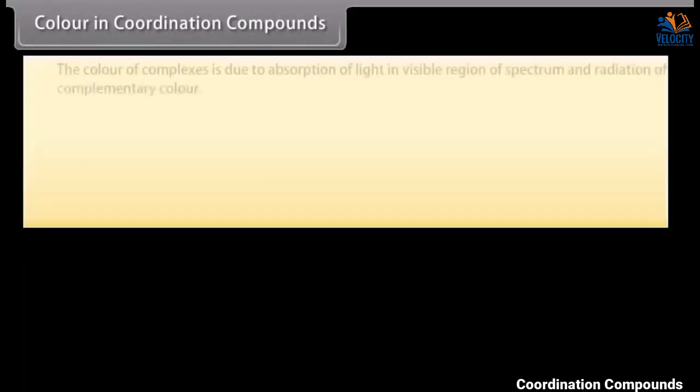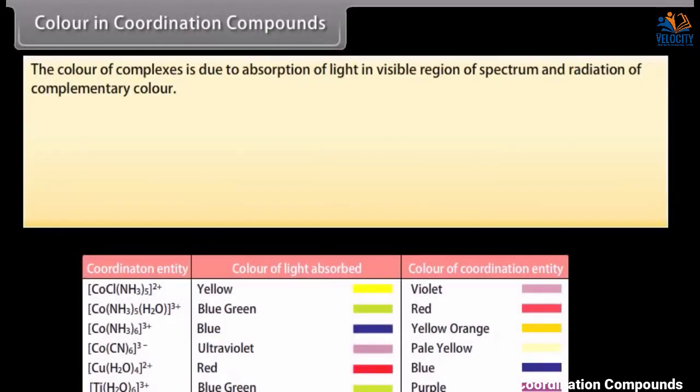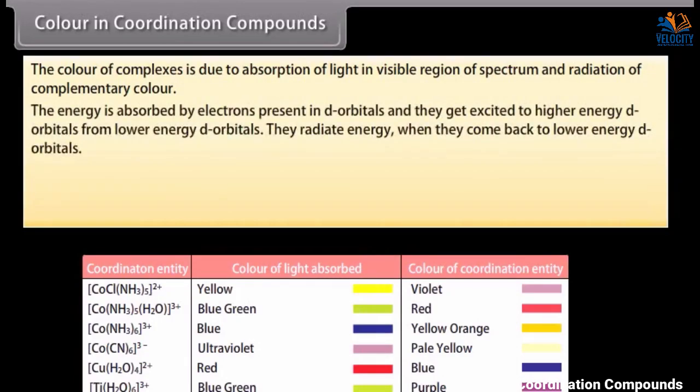Color in coordination compounds. The color of complexes is due to absorption of light in the visible region of spectrum and radiation of complementary color. The energy is absorbed by electrons present in d orbitals and they get excited to higher energy d orbitals from lower energy d orbitals. They radiate energy when they come back to lower energy d orbitals.